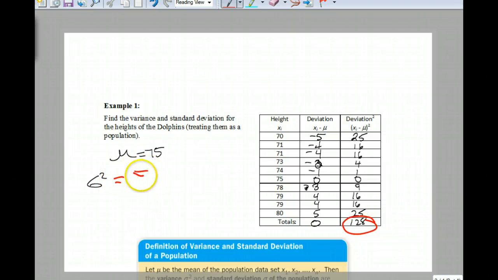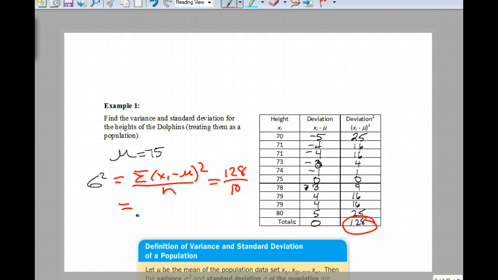So when we look at standard deviation or variance, it's going to be the sigma of xi minus mu squared divided by n. Okay? And that's actually down below in your notes. You can see it. So this would be 128 divided by how many data points do we have? 10.